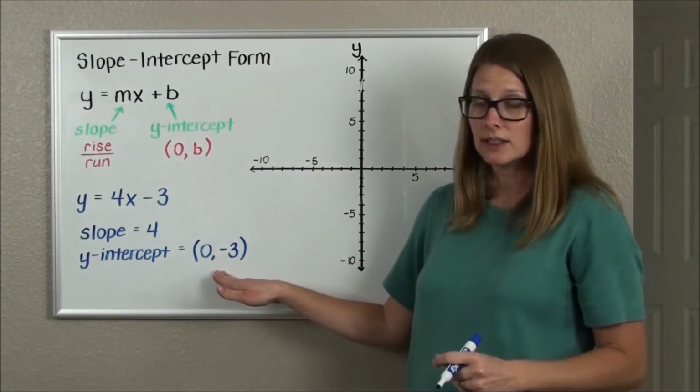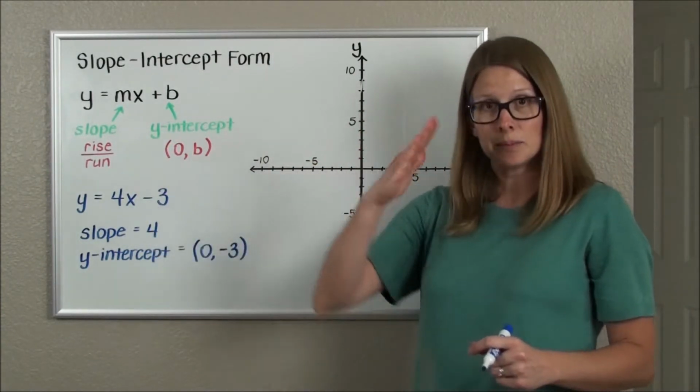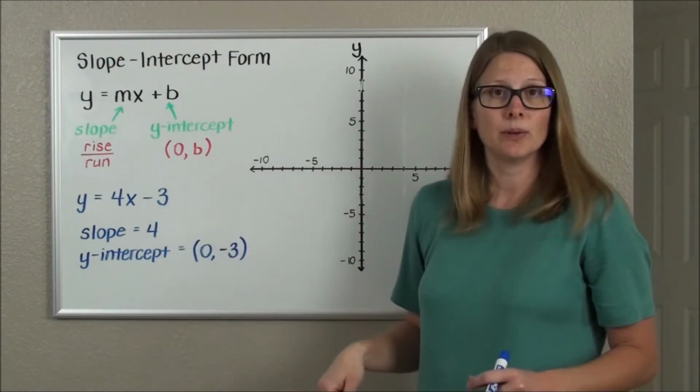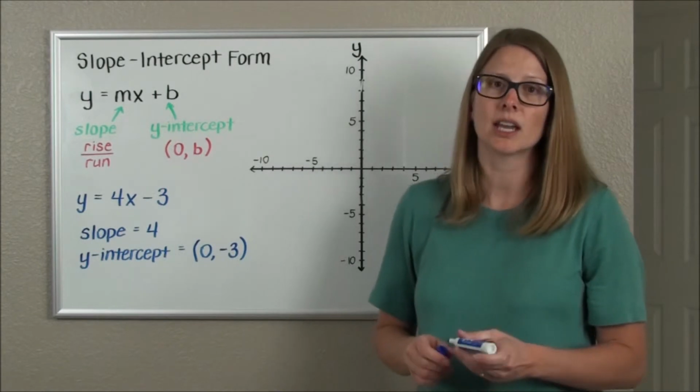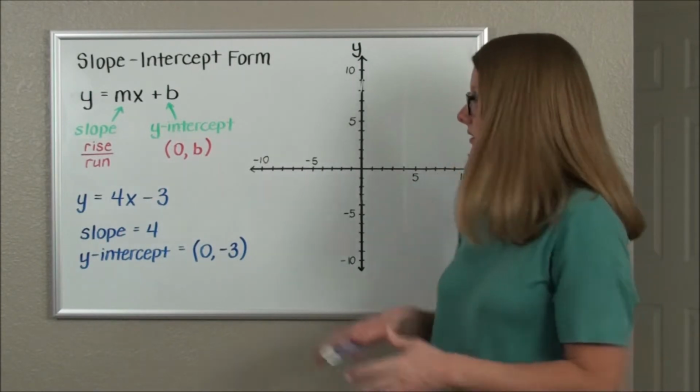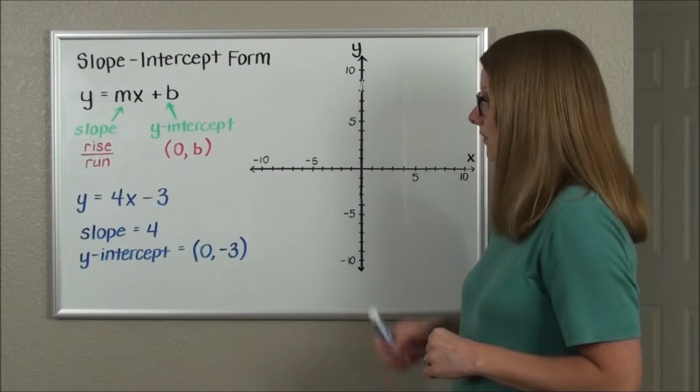So I have a point and I have a slope or a steepness. And what I can do is use those two pieces of information to get my graph right away. I'm not going to have to do a bunch of plugging and chugging to fill in a giant table of values. I can use just those two pieces of information.